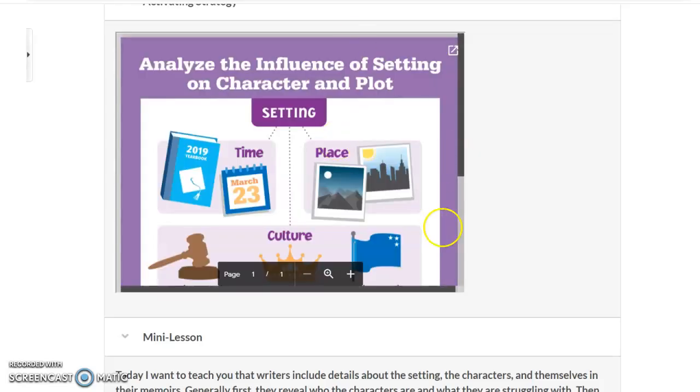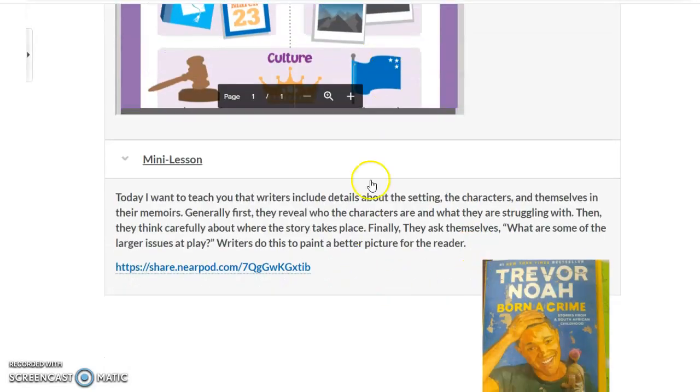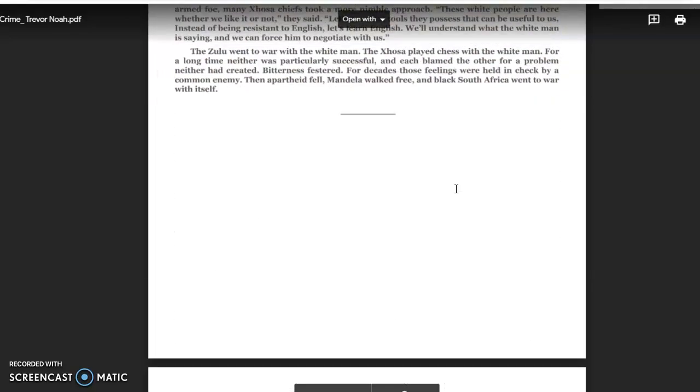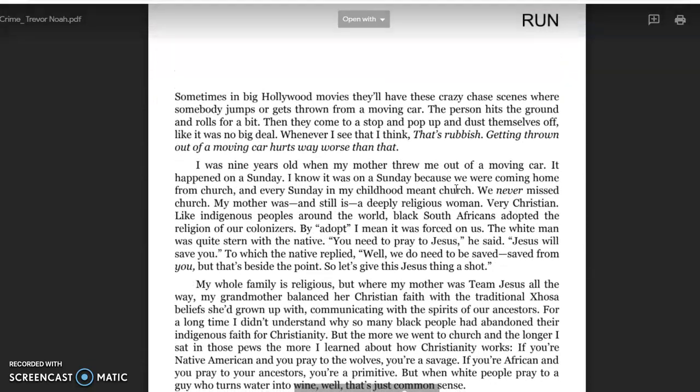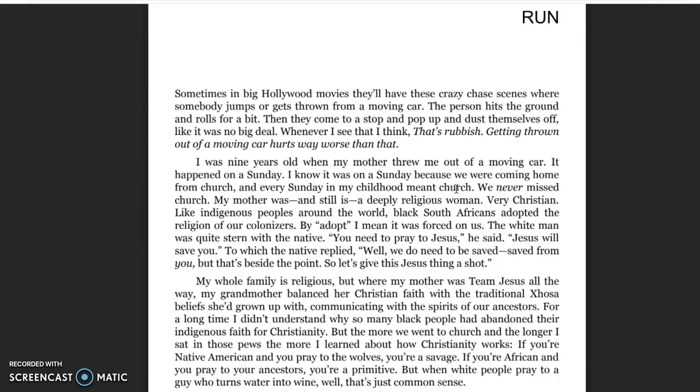And so we're going to look at Trevor Noah's book, Born a Crime, which I already read some of to you. I'm going to look at what's going on in the story and how you can analyze that. So if you look at the beginning of the things that we read, you see how it starts out. He jumps into the action.